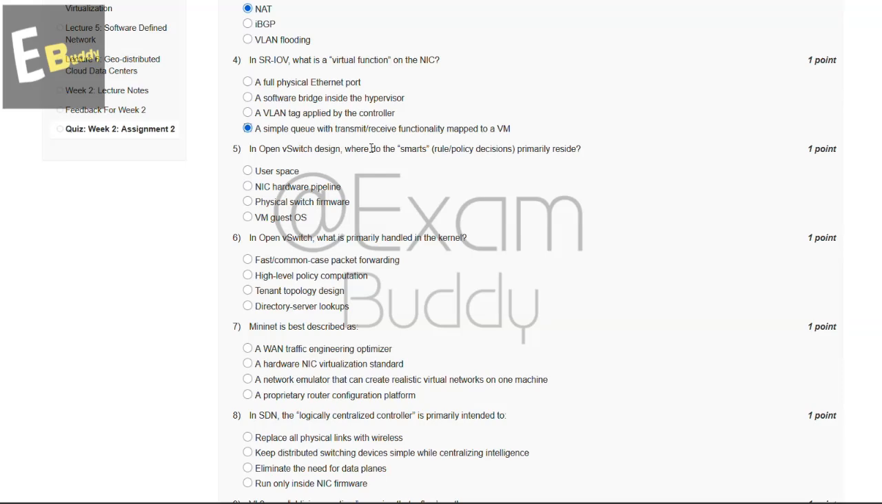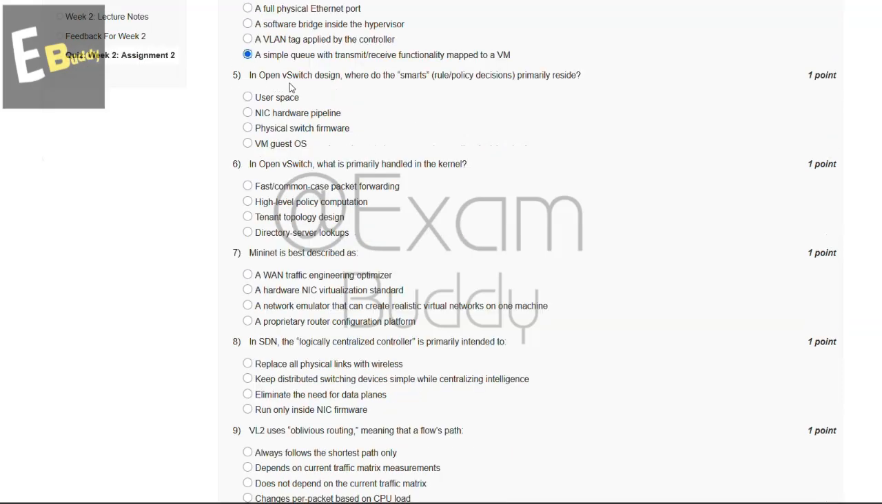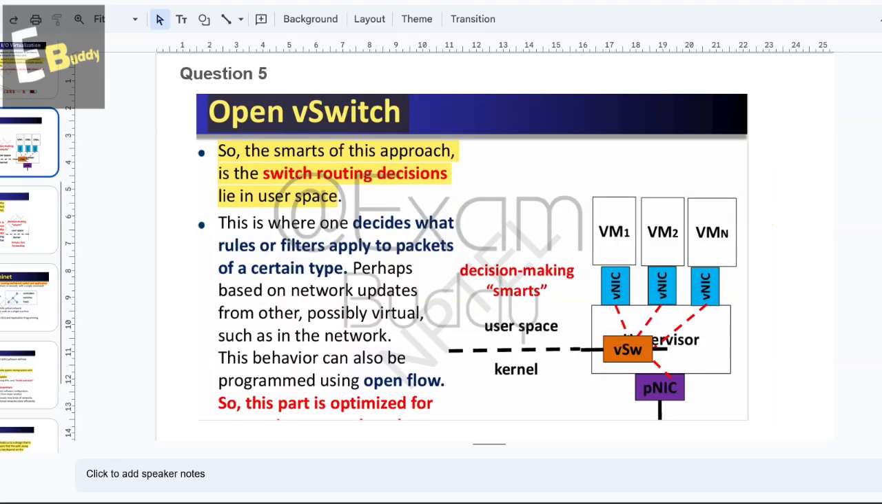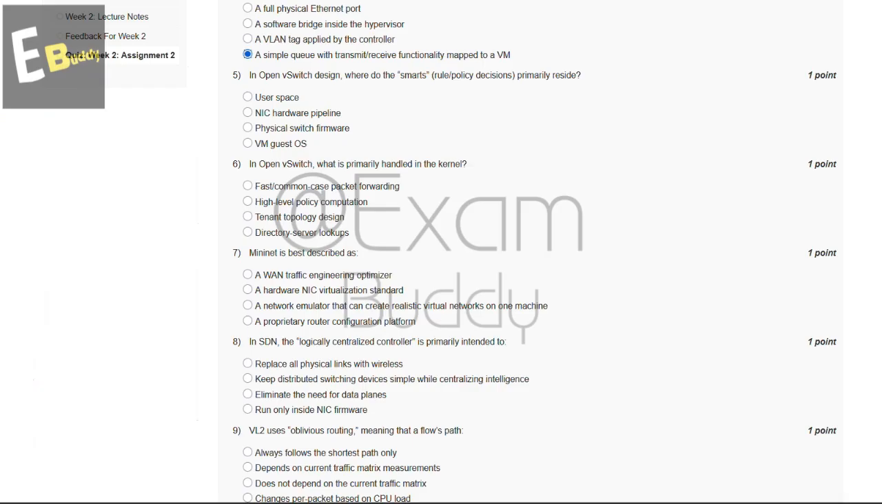And now let's go to our question number 5. In Open vSwitch design, where do the smarts, the rule and policy decisions, primarily reside? So these are the options, and now let's check the explanation. The explanation says Open vSwitch, the smarts of this approach, the switch routing decisions, lie in user space. So the answer of our fifth question is A, user space.